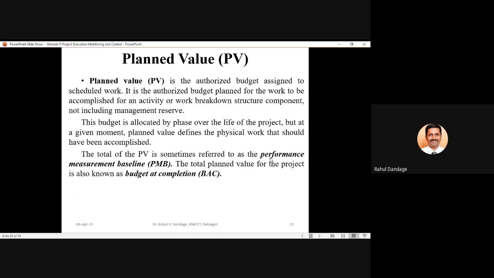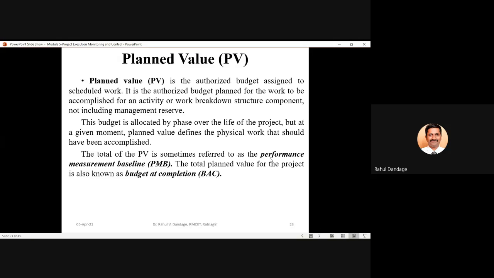So this particular authorized budget which is assigned to your project is nothing but the planned value. If you are talking about any particular activity in your project and you have certain authorized budget assigned to that particular activity, then we can say it is the planned value of that activity. When it comes to the entire project, then we can say it is the planned value for the entire project. It is the authorized budget planned for the work to be accomplished for an activity or work breakdown structure component, not including the management reserve.